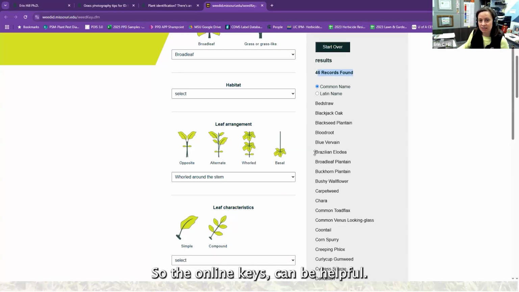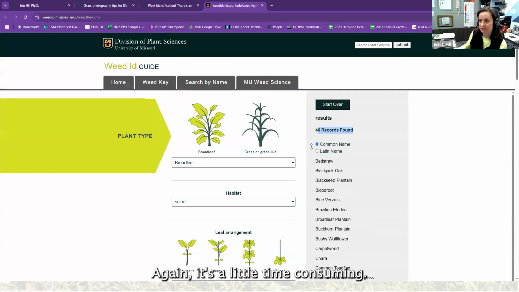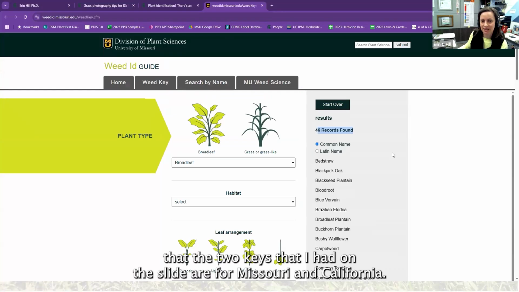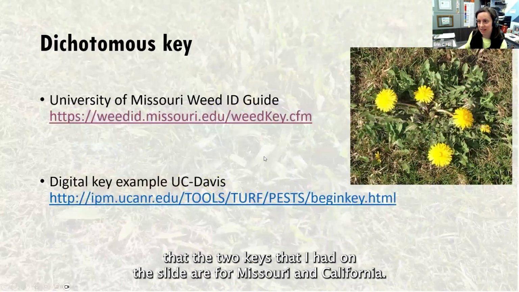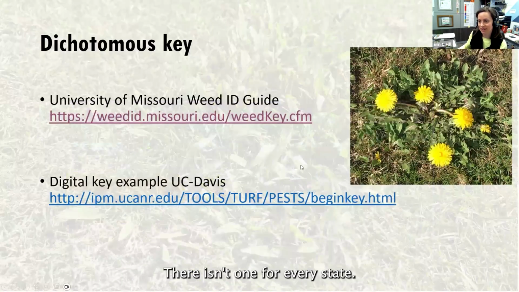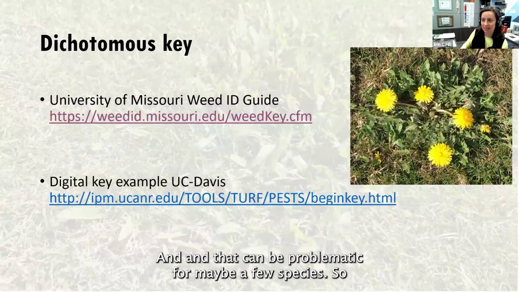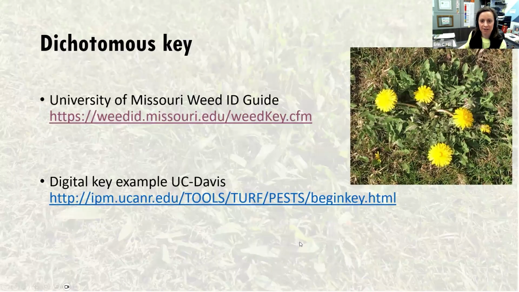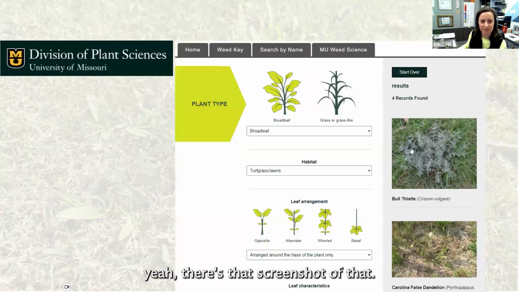So the online keys can be helpful. Again, it's a little time consuming, and you'll notice that the two keys that I had on the slide are for Missouri and California. There isn't one for every state, and that can be problematic for maybe a few species. So there's that screenshot of that.